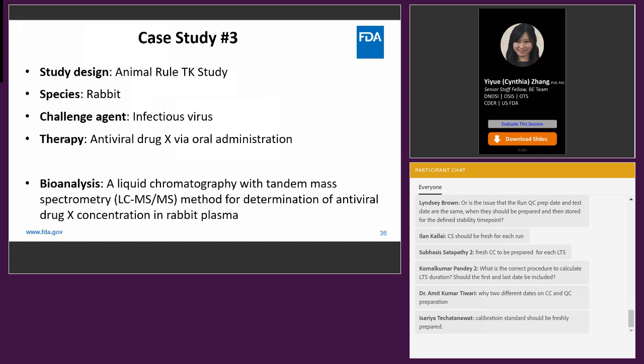Now let's look at another case study of animal rule TK study conducted in rabbits. The challenge agent was infectious virus, and the therapy or the investigational drug was antiviral drug X by oral administration. Concentrations of antiviral drug X were determined using a liquid chromatography with tandem mass spectrometry LC-MS-MS method in rabbit plasma.